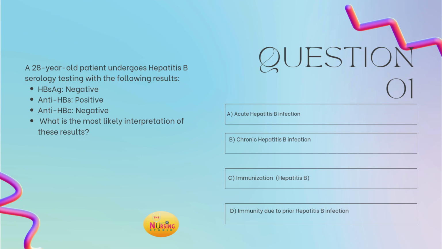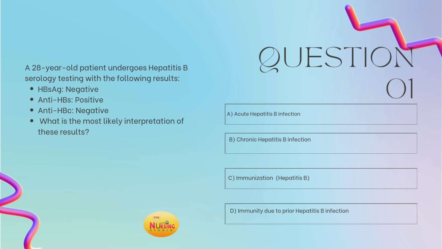All right, so I always recommend reading the stem of the question first, as it allows you to slow down to ensure you're answering what is even being asked of you. So here, the stem of the question states, what is the most likely interpretation of these results? All right, so we're talking a Hep B serology panel, right? And our HBsAg is negative, so that means they do not have the infection, right?